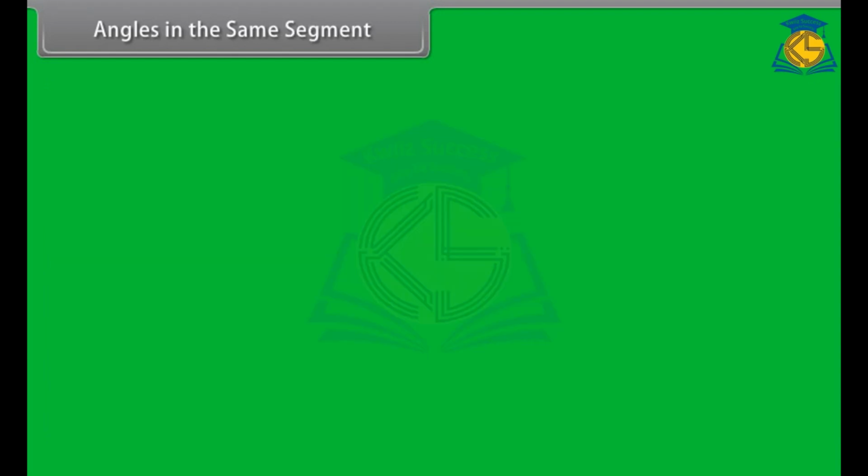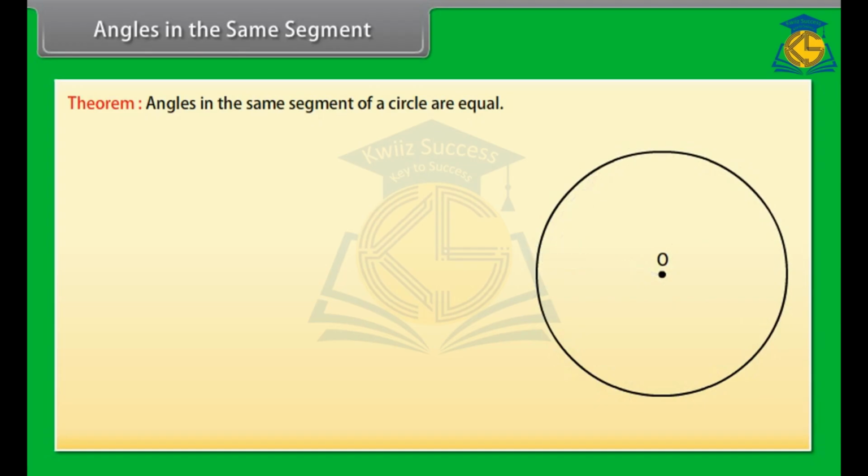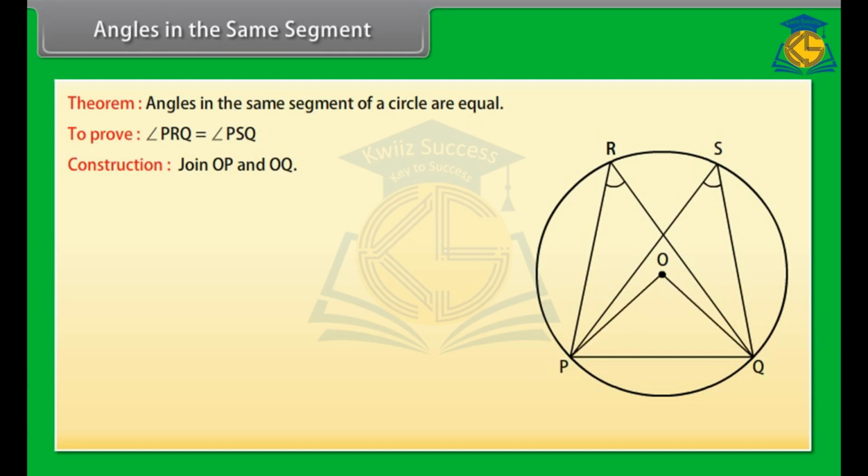Angles in the same segment. Theorem: Angles in the same segment of a circle are equal. Given: A circle with center O and the angles PRQ and PSQ in the same segment formed by the chord PQ or arc POQ. To prove: angle PRQ is equal to angle PSQ. Construction: Join OP and OQ.